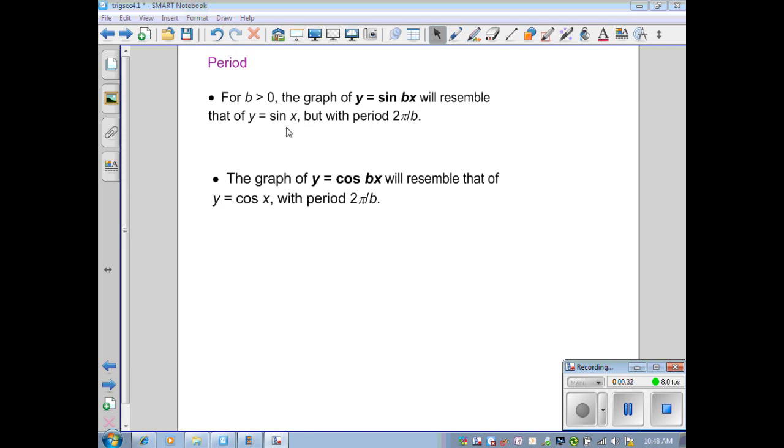The graph of y equals cosine bx will resemble that of y equals cosine x. Again, the only difference here is that I have a constant of 1 for cosine x, and I have a constant of b for cosine bx. So again, the period for cosine is going to be 2 pi divided by b.